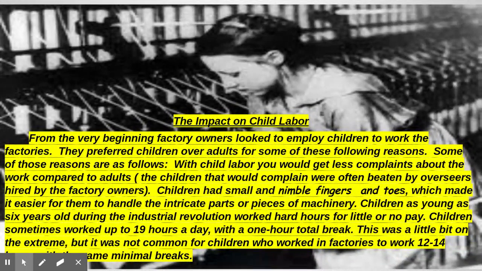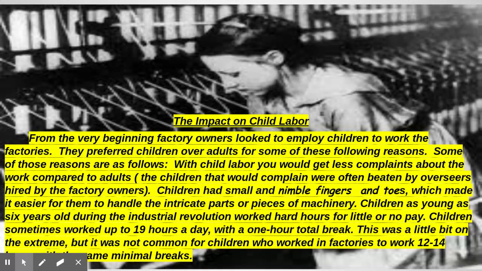Continuing. The impact on child labor. From the very beginning, factory owners looked to employ children to work in factories. They preferred children over adults for some of the following reasons. With child labor, you would get fewer complaints about the work compared to adults. The children that would complain were often beaten by overseers hired by the factory owners. Children had small, nimble fingers and toes, which made it easier for them to handle the intricate parts or pieces of machinery.